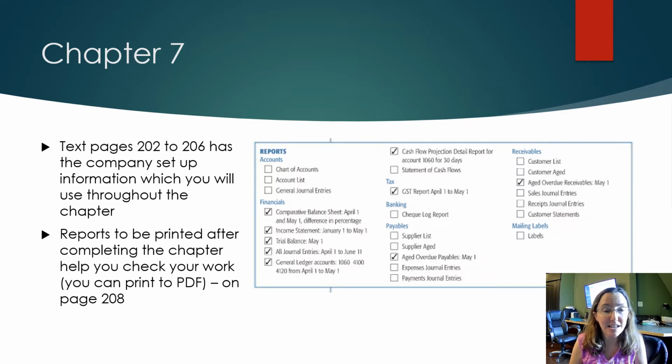And then it does have a list also of reports to be printed after completing the chapter. So you can see them checked off on the screenshot here. So this is on page 208 of the textbook. And basically what these allow you to do is check your solutions to make sure things are correct. So again, if you're looking at your trial balance, all your amounts in the trial balance should match. If you look at journal entries, sometimes they will be in different order depending how you posted them and if you do corrections. So don't worry about that. But at the end of the day, if your balance sheet, income statement, and trial balance all match, you know that you've got your entries correct.